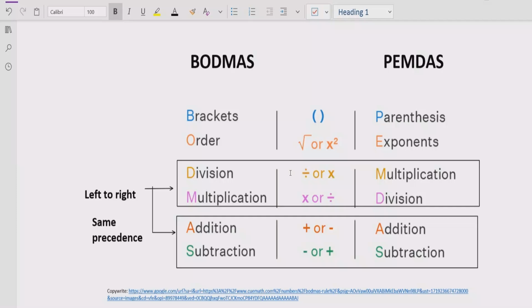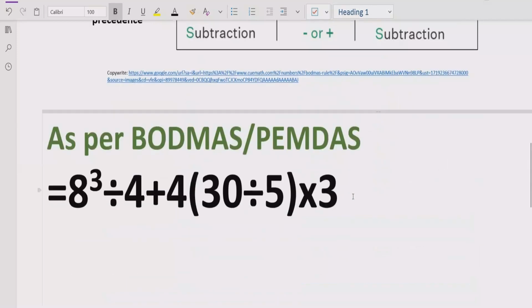Step number 3 is you have to solve division and multiplication. Both have similar precedence, so you can solve whichever is coming first. You have to go left to right in your expression and find division and multiplication. Similarly, for addition and subtraction, we have the same rule. We can solve addition first if it is coming first, and we can solve subtraction first if it is coming first. Now move forward to solve the given expression.